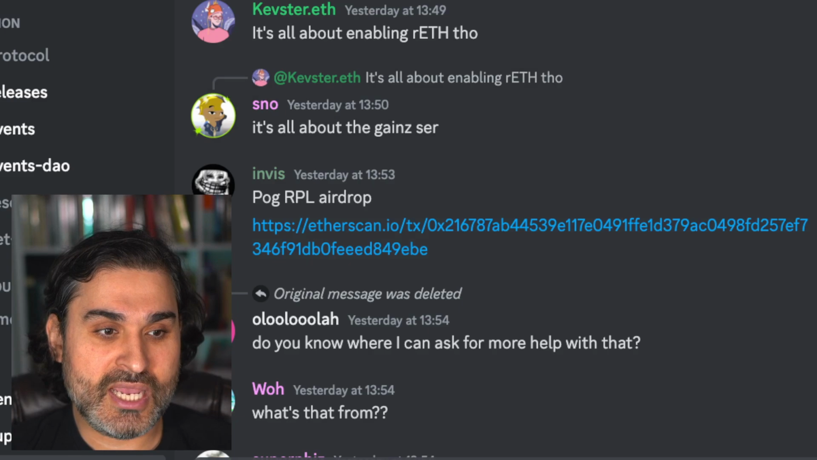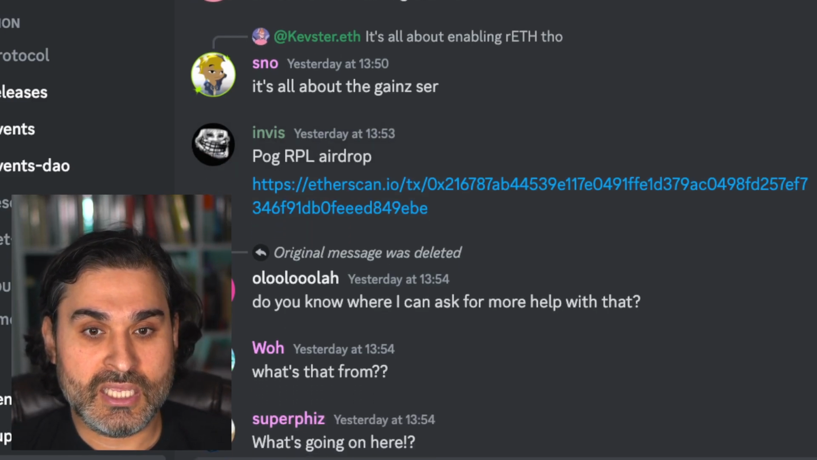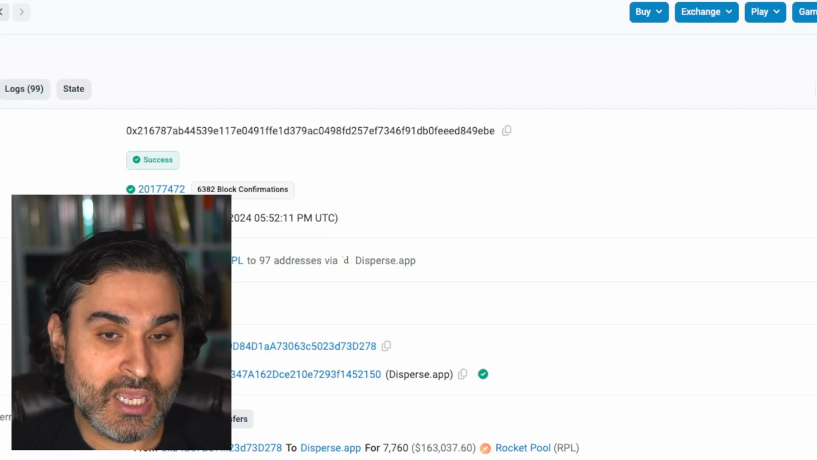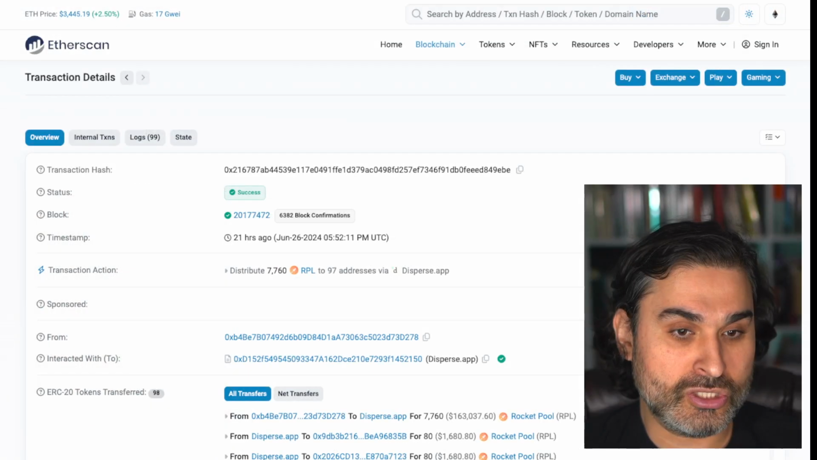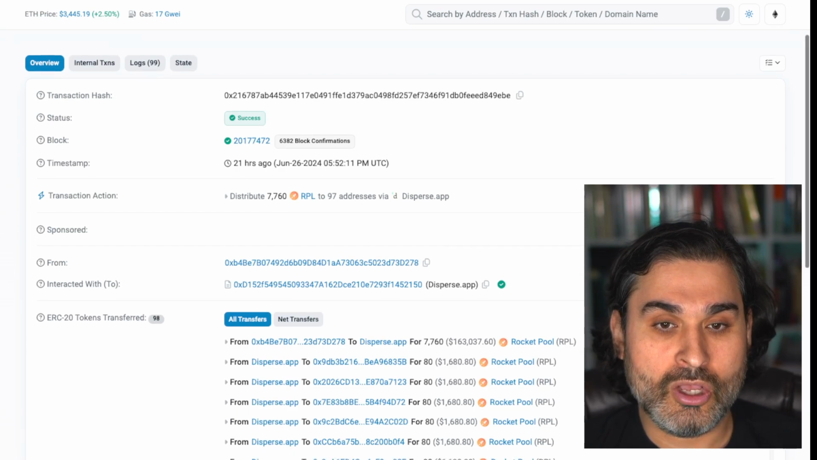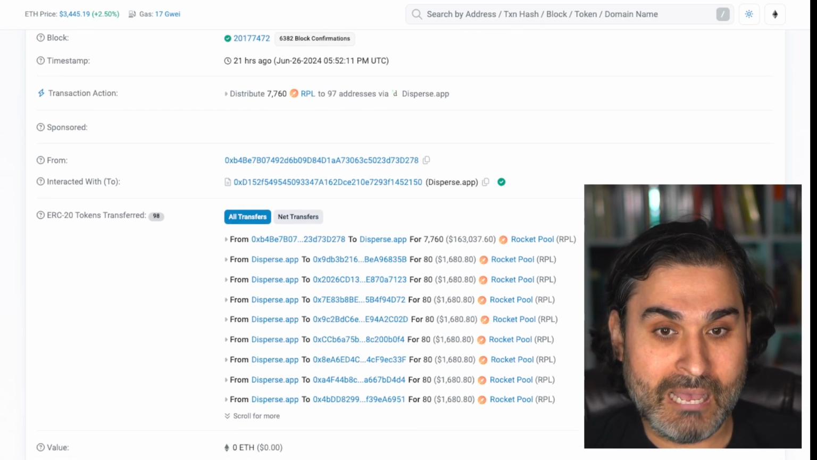Okay, Invis shared this transaction on Etherscan yesterday saying RPL airdrop. Now, what's an RPL airdrop? Of course, we know that there's no RPL airdrops happening. However, if you look at this transaction, you'll see that 7,760 RPL went to 97 addresses through Disperse app.